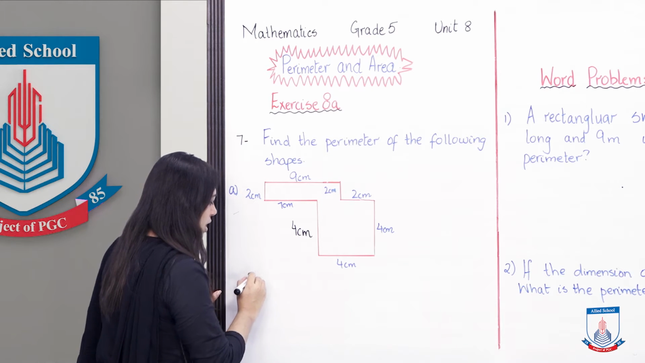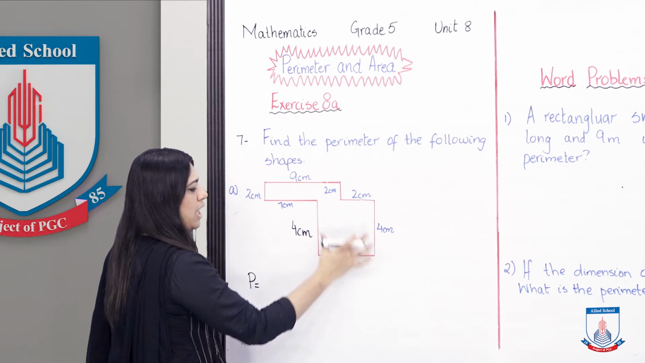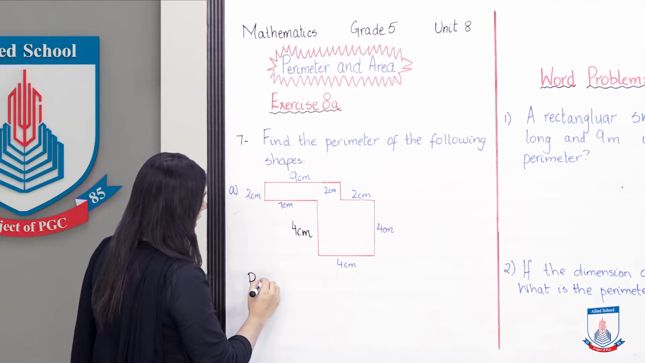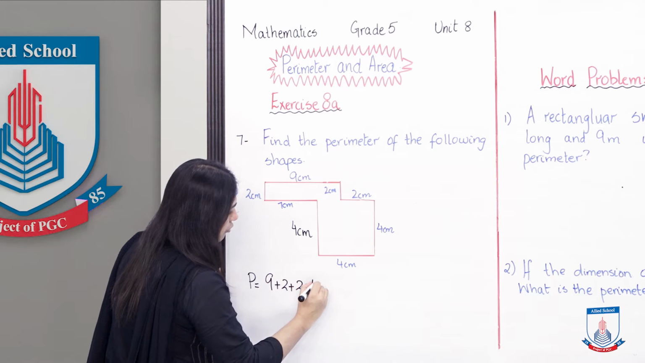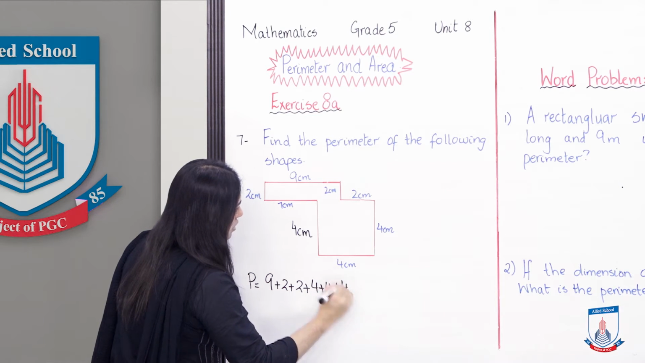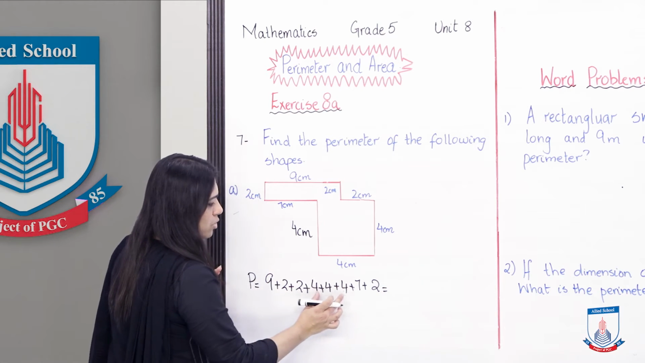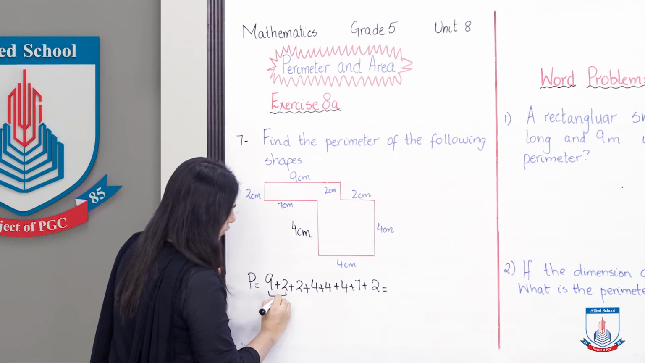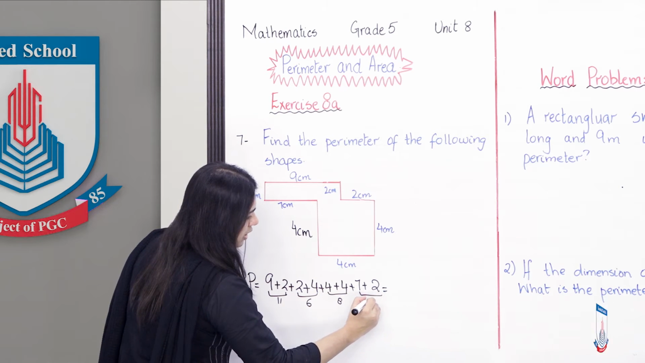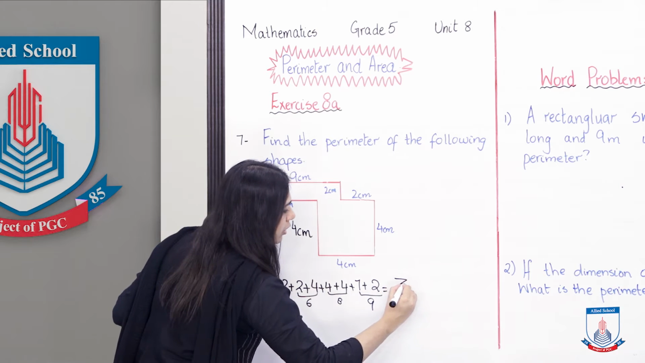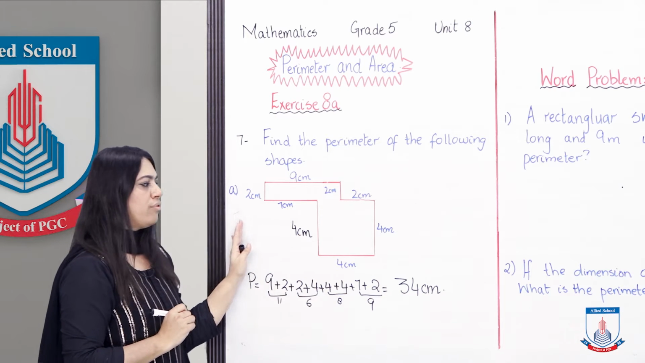So, what is the formula for perimeter? It is the sum of the lengths of the outer boundary. So, I am going to add them all together. I am going to start with 9 plus 2 plus 2, 4 plus 4 plus 4 plus 7 plus 2. Now if you add them together, 9 plus 2 will give you 11, then 6, then 8 and then 9. If you add all of these, you are going to get 34 centimeter. So this is the perimeter of this shape.